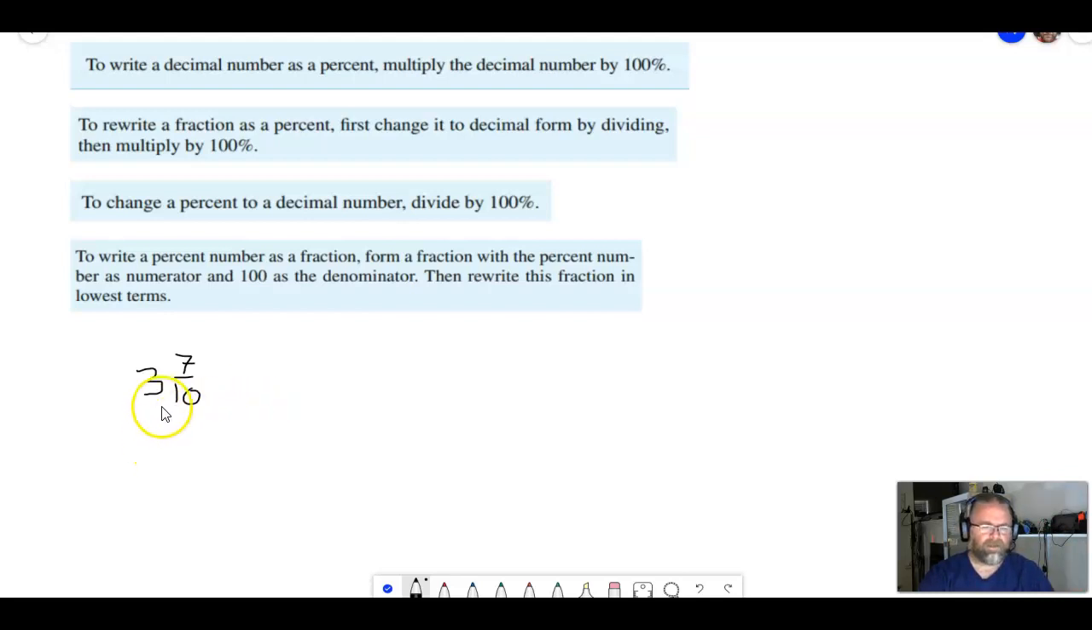All right, so the first thing I need to do is, this is not in improper fraction form, so I need to put this in improper fraction form. That means I need to take it out of the mixed number form here. In order to change a mixed number to an improper fraction, you're going to multiply the number on the outside by the number on the bottom.